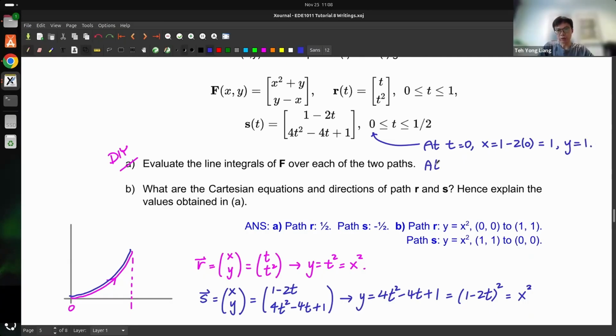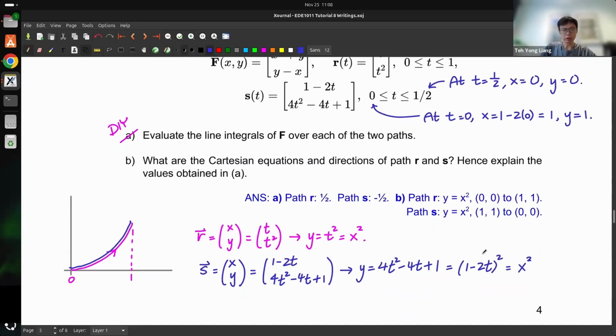Then at t equals half, you have x equals 1 minus 1, which is 0. And y is also equivalent to 0. You can check if you sub in. So which means the blue curve, even though it's y equals x squared, the same curve, goes in the reverse direction. It goes from 1, 1 to 0, 0. The pink curve is also y equals x squared. It's the same path, but it goes the other direction. So it's the same path, but with direction reversed.